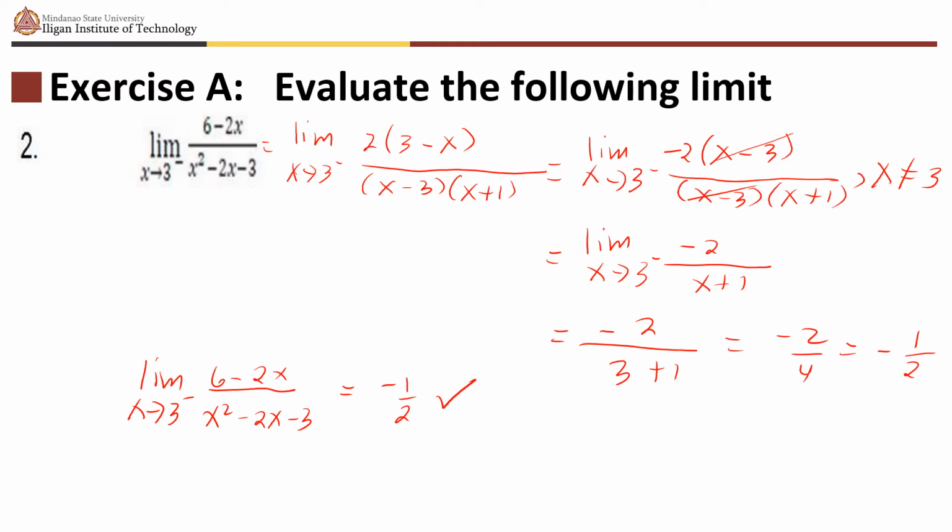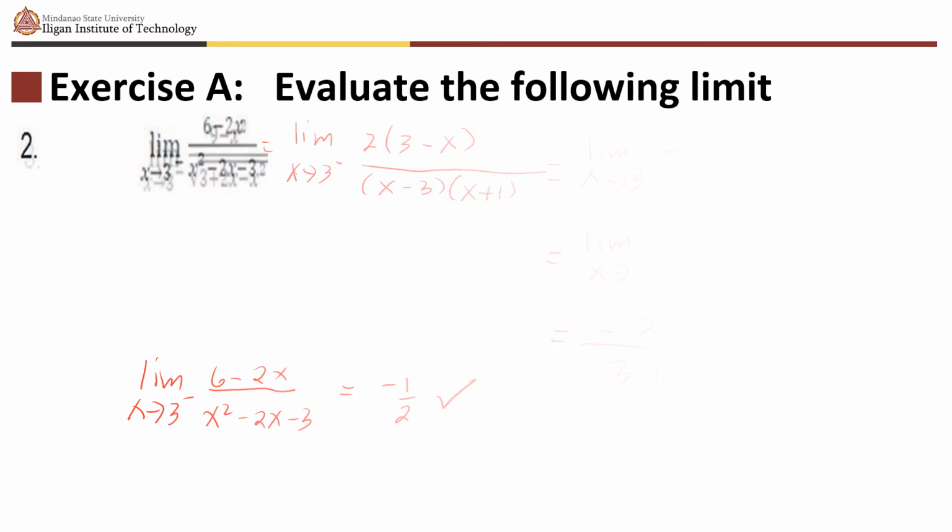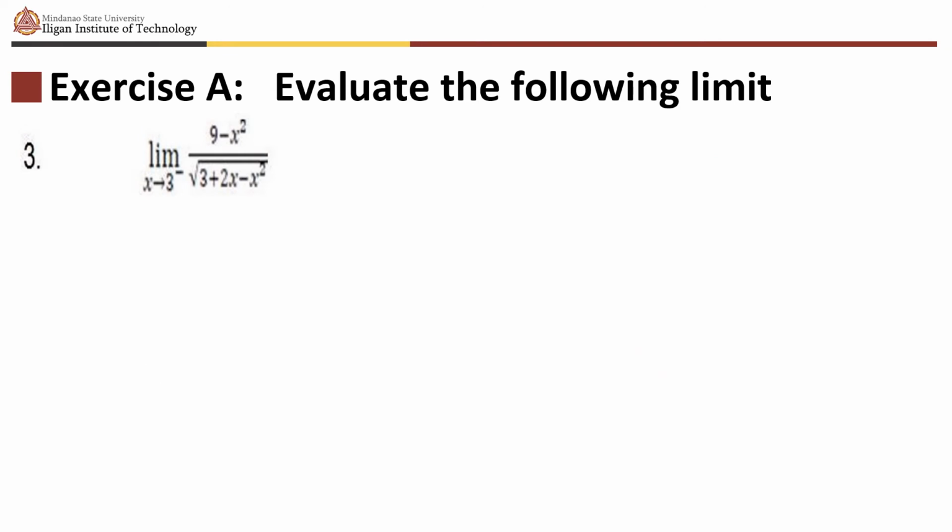As for the third, for number 3, we are asked to evaluate the limit of 9 minus x squared all over the square root of 3 plus 2x minus x squared as x approaches 3 from the left. We are going to rewrite this function. So rewrite first 9 minus x squared all over the square root of 3 plus 2x minus x squared.